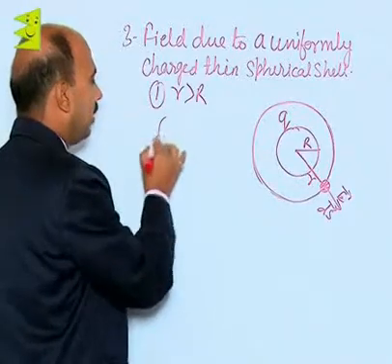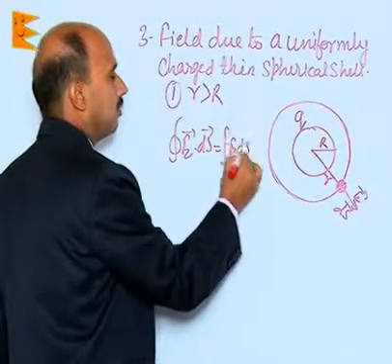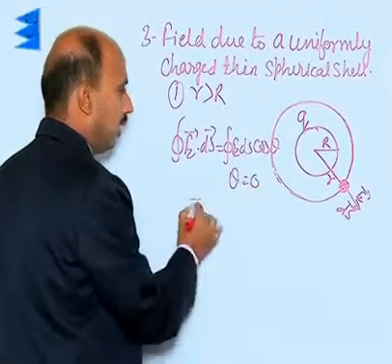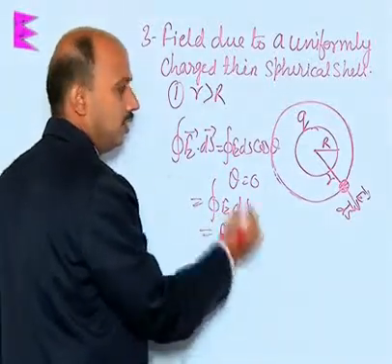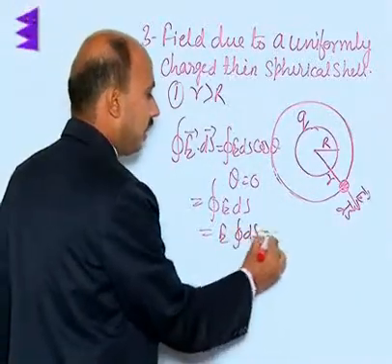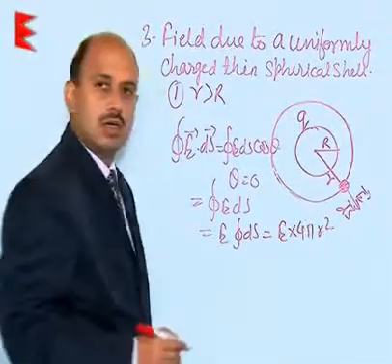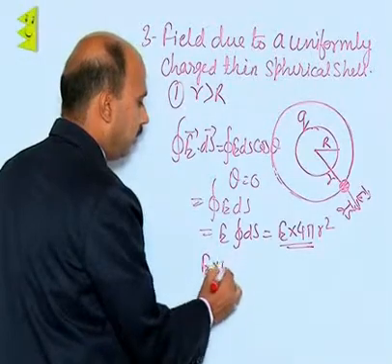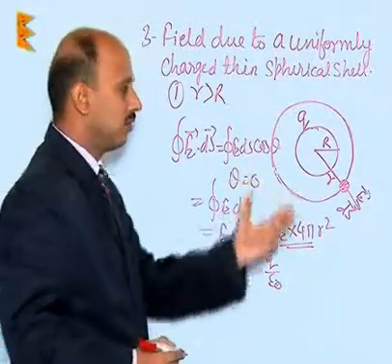So we can write flux is equal to E dot ds, which is E ds cos theta. Here theta is equal to 0, so we write E ds, and E is constant at every point on the Gaussian surface. Here we write the integration of ds over the whole surface, so that is E into 4 pi r square. Now according to Gauss theorem, E into 4 pi r square is equal to Q by epsilon naught, the net charge enclosed by this Gaussian surface.